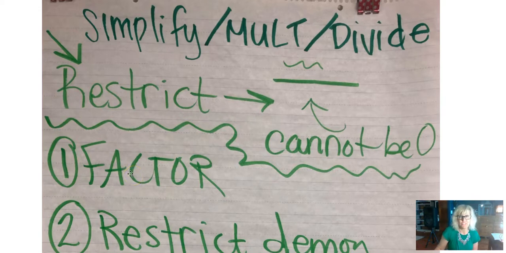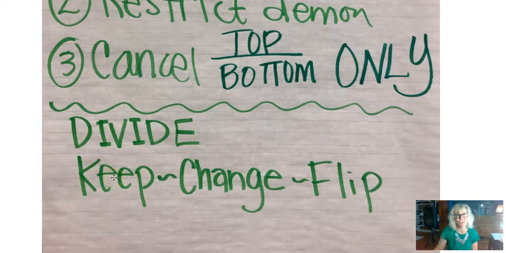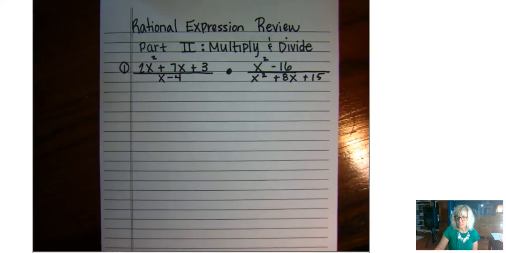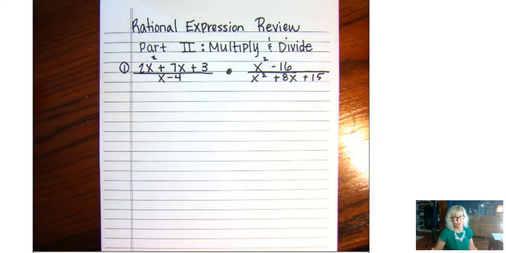Multiplying is pretty much the same thing, but I just want to remind you that for divide, we're going to keep the first rational expression the same. Don't forget to change the multiplication symbol to a division sign. And then, of course, we're going to multiply by the inverse, or simply just flip the second fraction. So let's go ahead and get started with our example for multiplying and dividing.